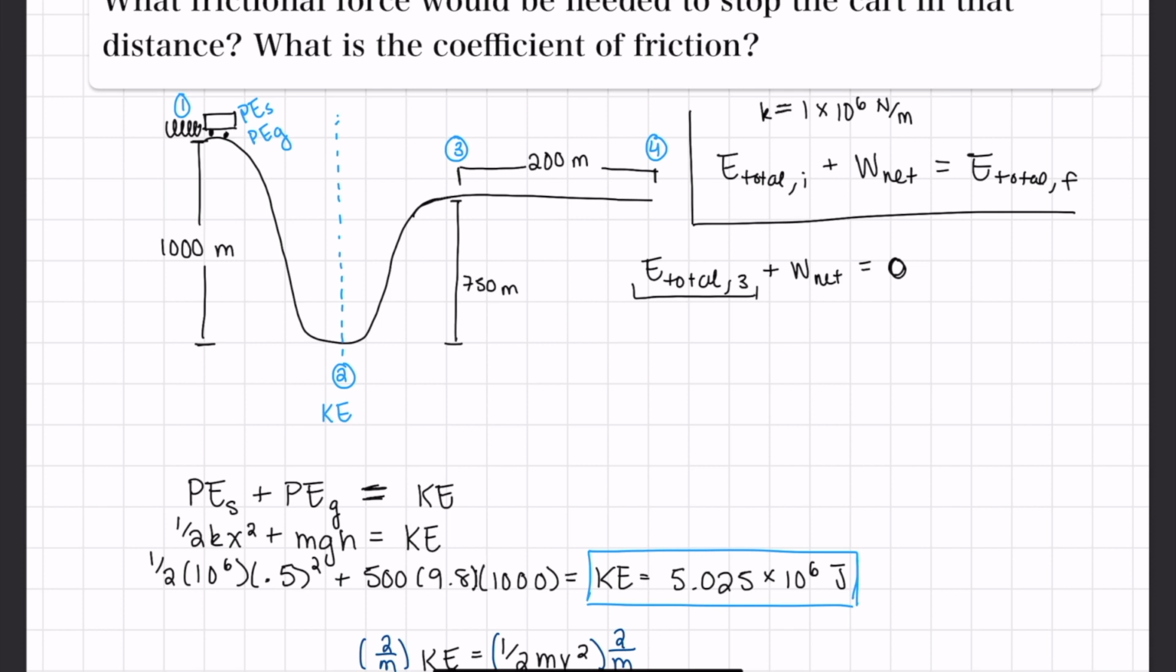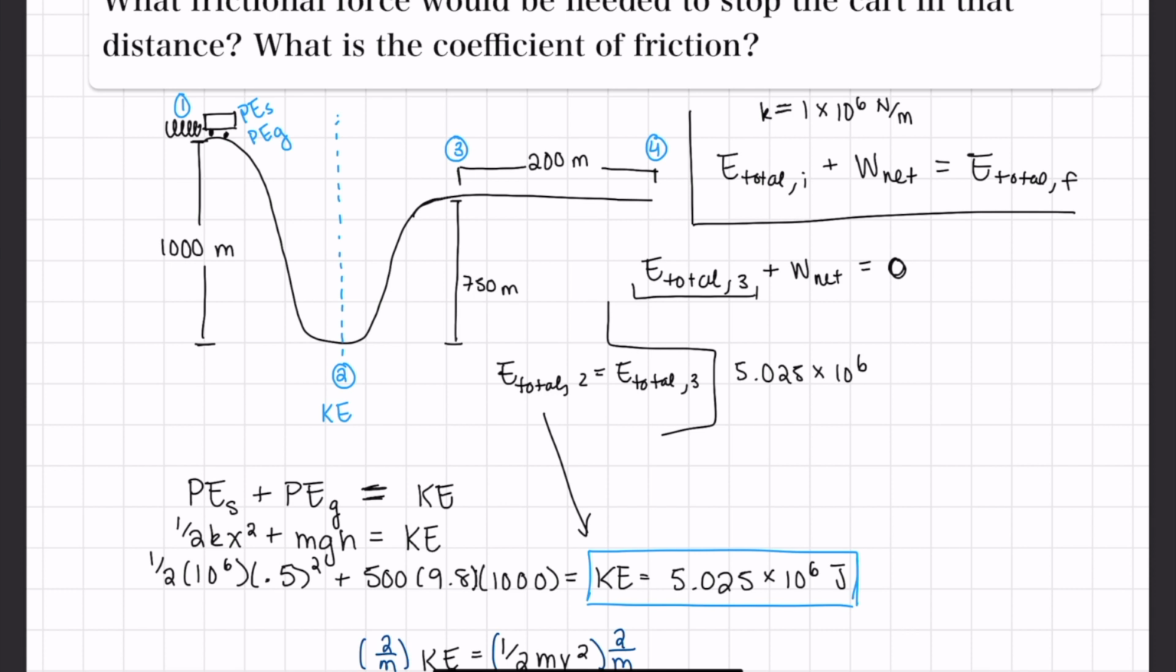since we're assuming that there's no friction on the track in between 1 and 3, we also know that the energy total at 2 is going to be equal to our energy total at 3. And our energy total at 2 is just that kinetic energy we found. So I'll rewrite that a little bit further down so that E total 3 would be the same as 5.025 times 10 to the 6th.